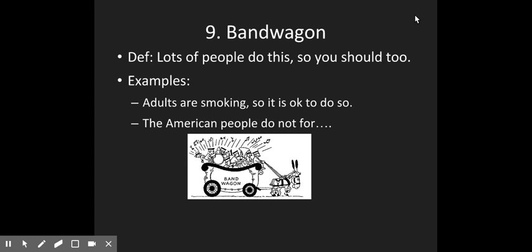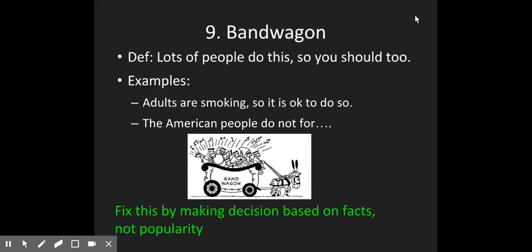All right, bandwagon. This one you may be more familiar with. It's the idea that because a lot of other people are doing something, you should too. So adults are smoking, so it's okay to do it. The American people do not for, that's not correct, but are not for blah, blah, blah. You hear politicians do this a lot, and it's just not accurate. Just because a bunch of people are doing something, of course, doesn't mean that it's automatically a good idea. So just make sure you're looking at those facts and not just on popularity.